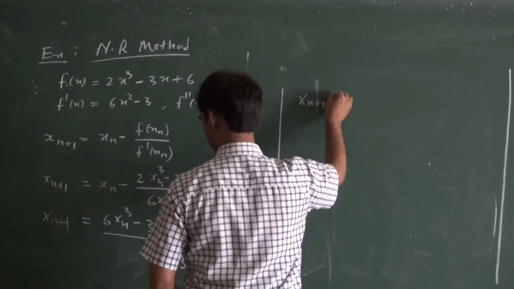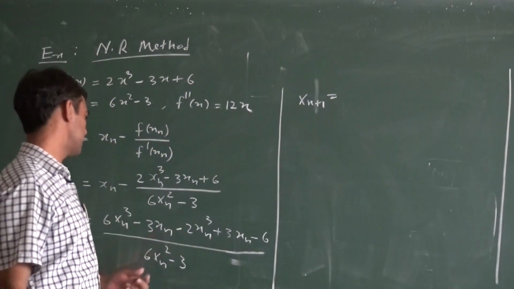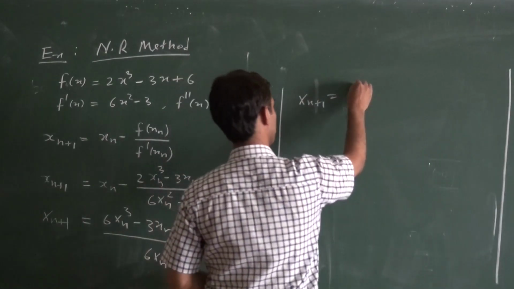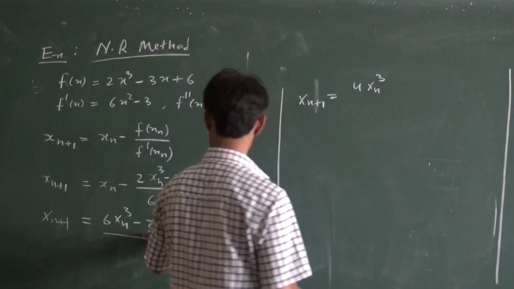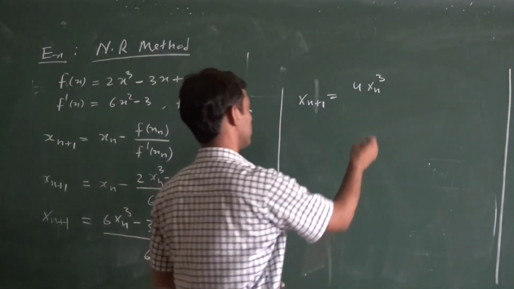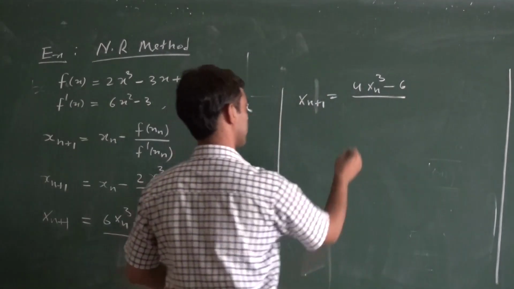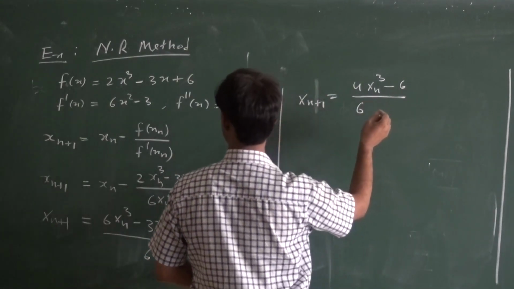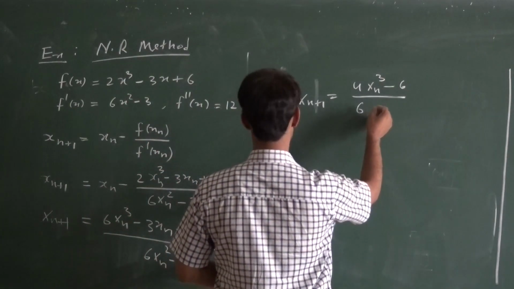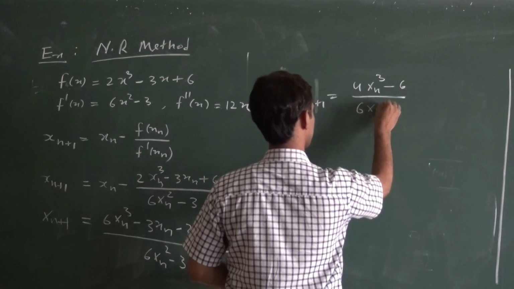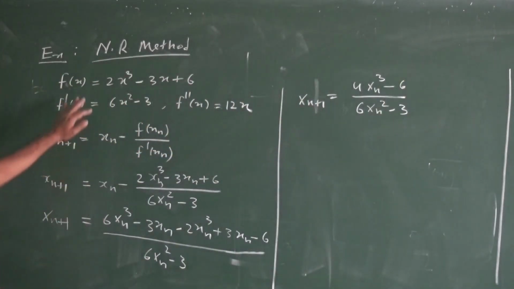Now the iterative scheme for this problem becomes x n plus 1 equals 6x n cube minus 2x n cube, which becomes 4x n cube, minus 3x n plus 3x n cancel out, minus 6, divided by 6x n square minus 3. So this is the iterative scheme for this problem.